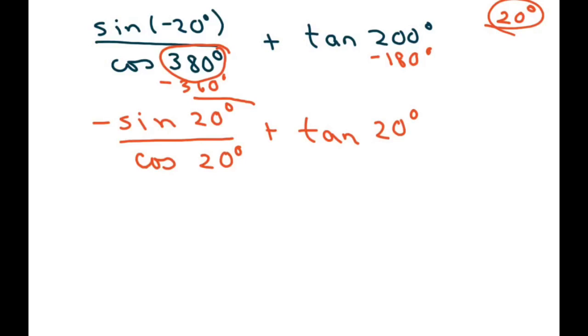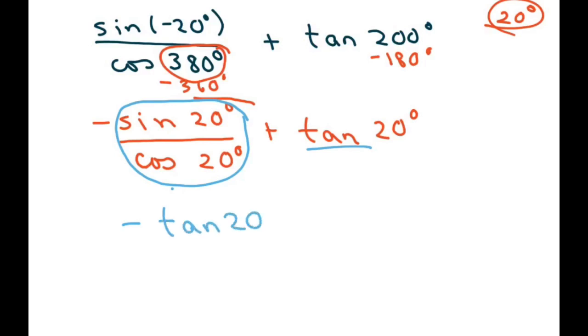Okay, now I know that sine over cosine is tangent. So you can either write this as tangent, or you could write tan as sine over cosine. To me, it's easier just to write this one as tangent. And plus tangent of 20. Since my angles are the same, that's just going to equal 0.